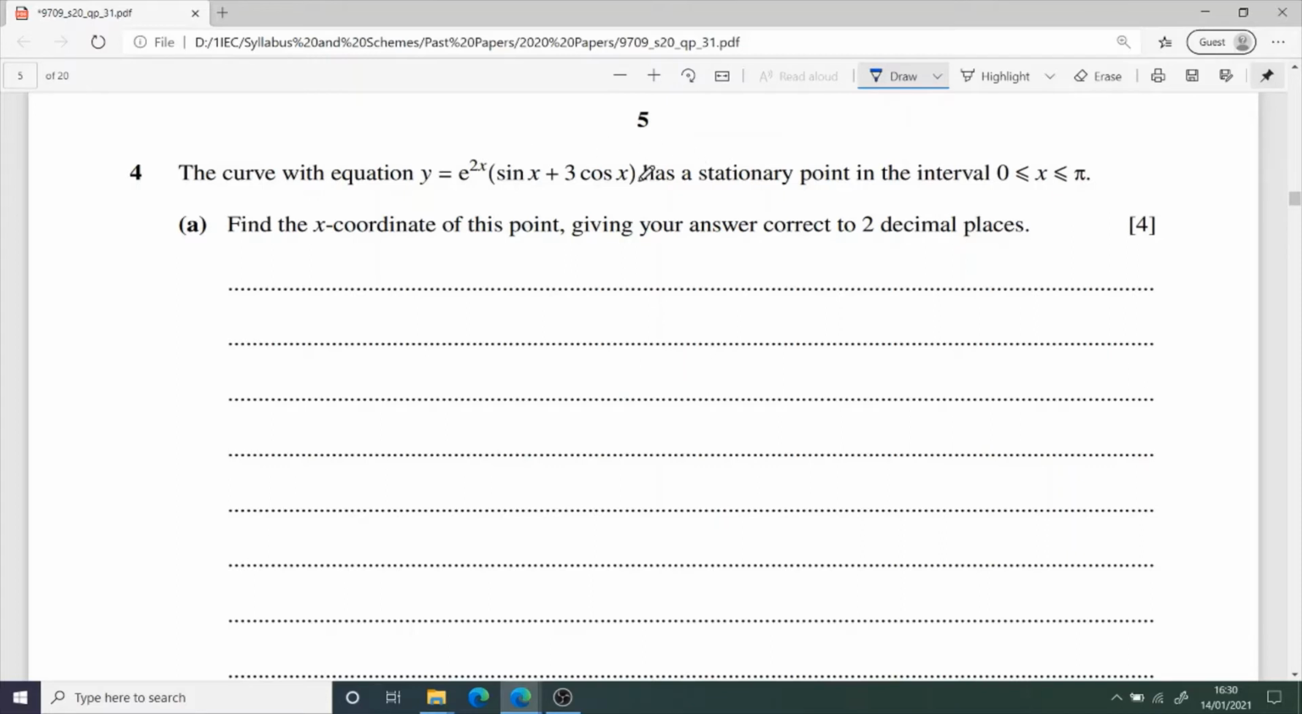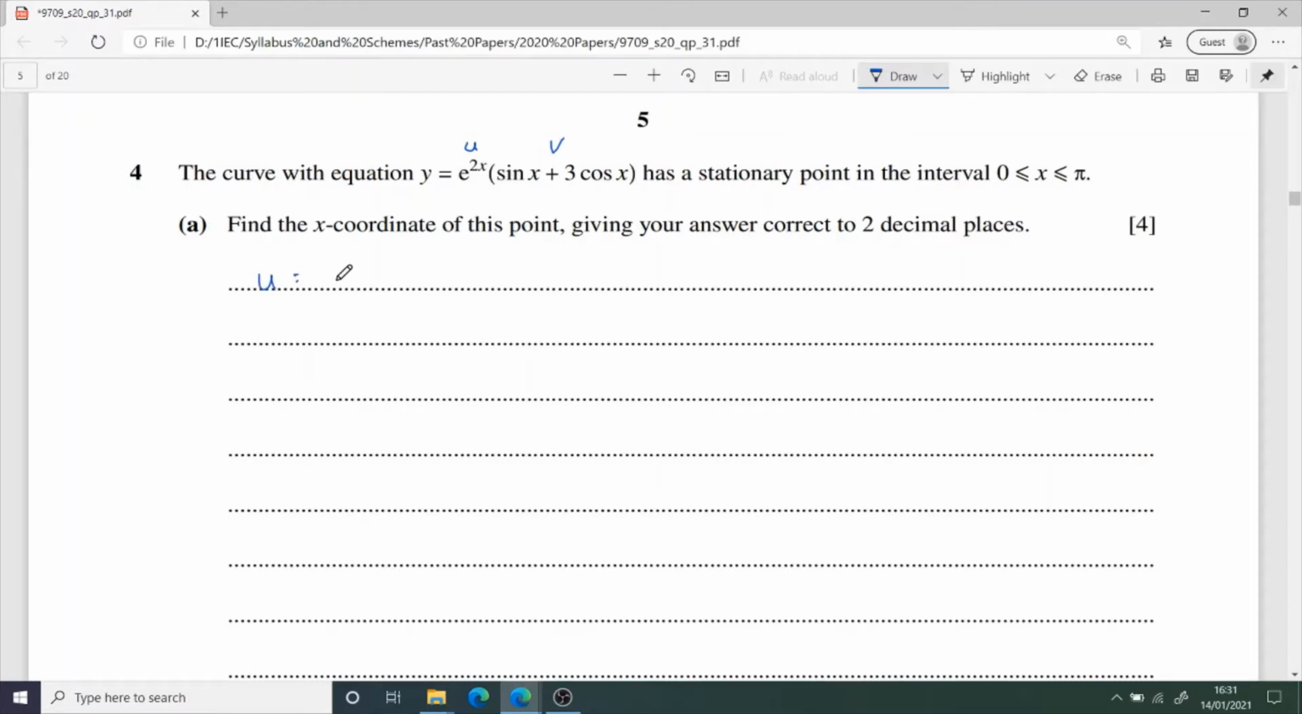Question 4 wants us to find the stationary point, the x-coordinate of this stationary point. It's worth noting straight away that this is in radians and the previous question was in degrees. So again, let's change our calculator straight into radians so we don't make a mistake later on. To find a stationary point, we're going to have to differentiate and set it equal to 0. So we're going to find dy by dx. To do that, we're going to need to use the product rule, because we have a product here.